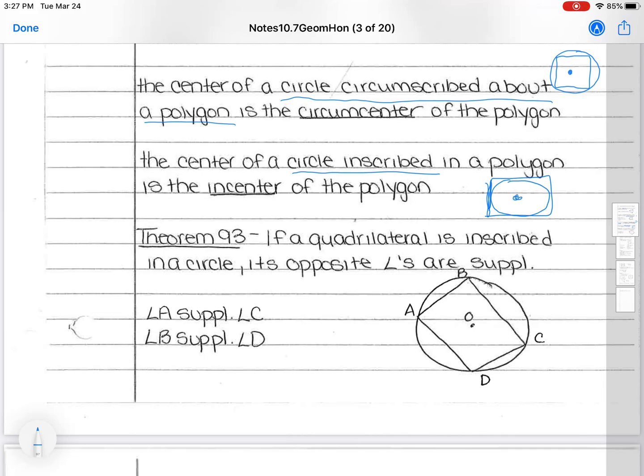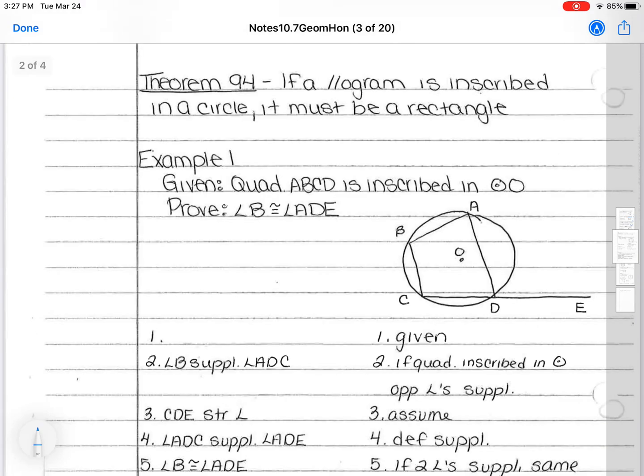So first theorem, Theorem 93, says if a quadrilateral is inscribed in a circle, so first of all, they have to tell you it's a quadrilateral, or it has to have 4 sides. And if it's inscribed, by definition, you know that each and every one of the vertices has to fall on the circle itself. If that is the case, then you know that the opposite angles are supplementary. So A and C, and B and D would be supplementary, which means they would add up to 180 degrees.